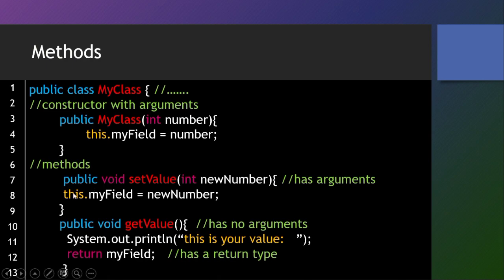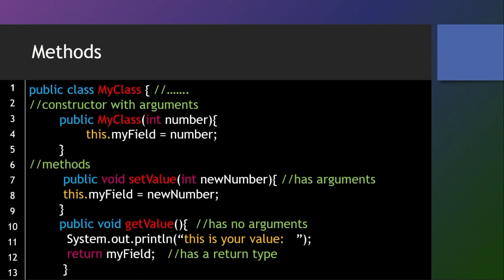And we declare this my field equals new number, and for our getter method, we have public, and it has no arguments but has a return type. So that's the difference between a setter and a getter method. A setter method has arguments and no return type, but a getter method has got no arguments but has a return type.